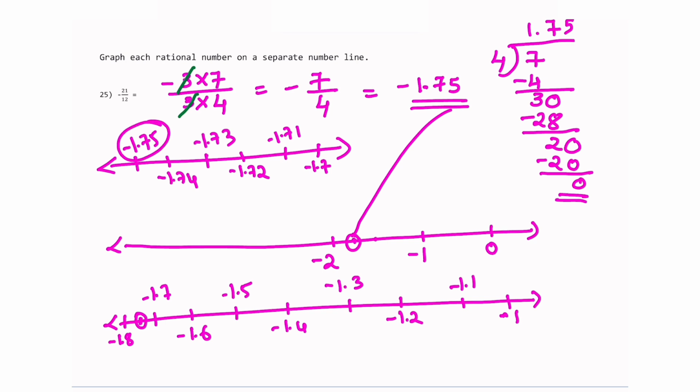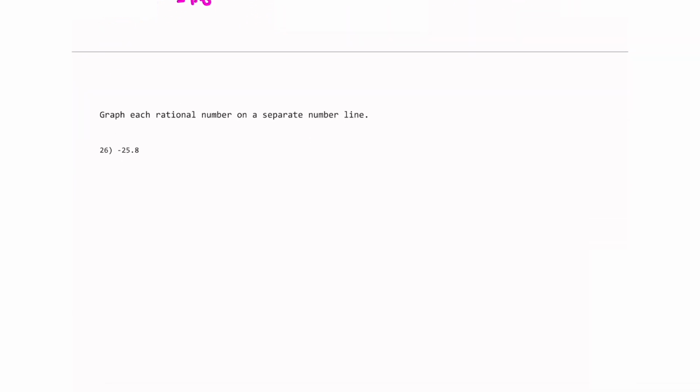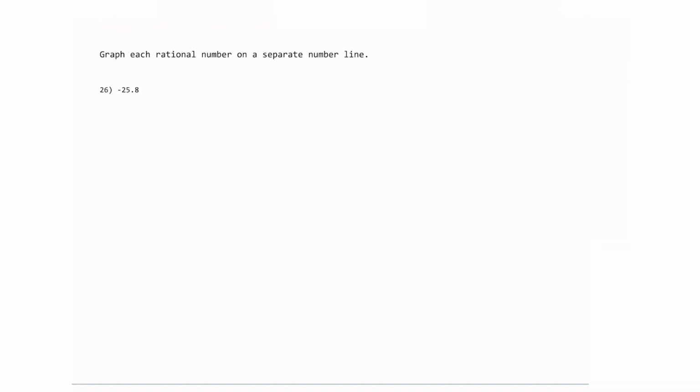Okay, so this is how you can plot it. It's simple, right? Plotting is much easier. You just have to get the right number. And the next one here, it's already in the decimal format. You don't need to do anything. You just have to simply plot it. So how are we going to do this? Where do we start? Should we say this to be minus 25?